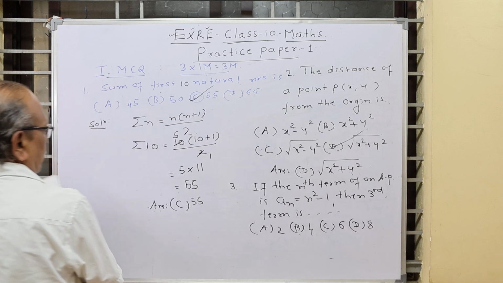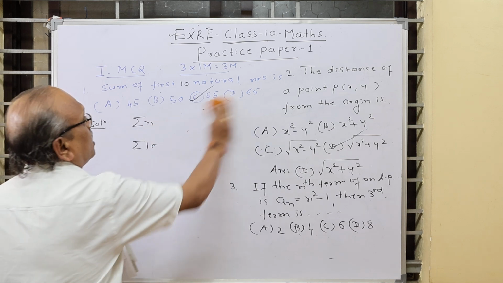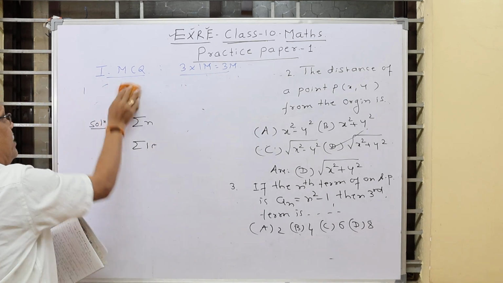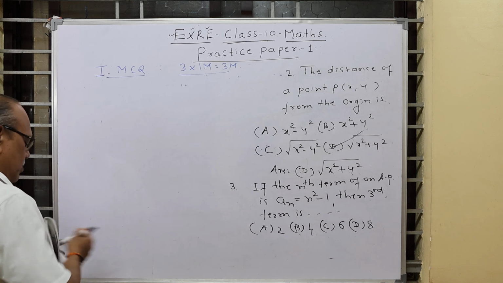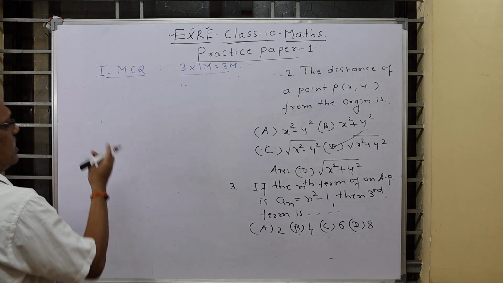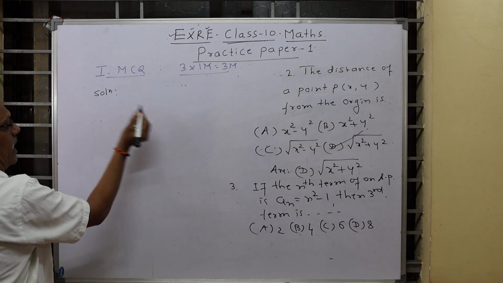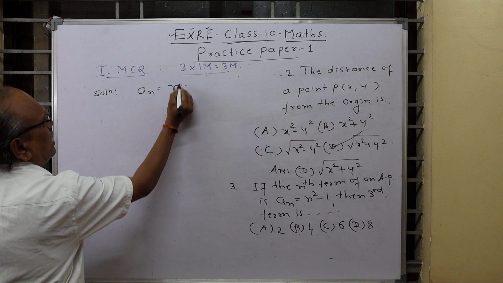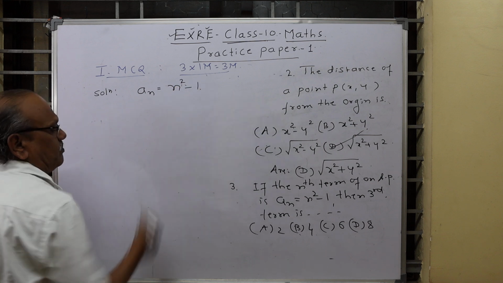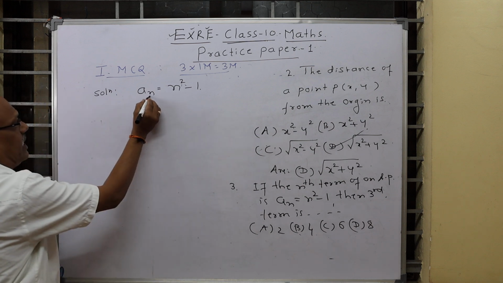How to solve this problem? Generally, for 1 mark, even in MCQ, a question of this type will definitely appear. Number of times it appeared in the exam, in the recent paper also. In this case, what to do? What you have to do is, write the definition as it is. An is equal to n square minus 1. Now what are you asked? You are asked to find out the third term. Then put 3 wherever n is there.